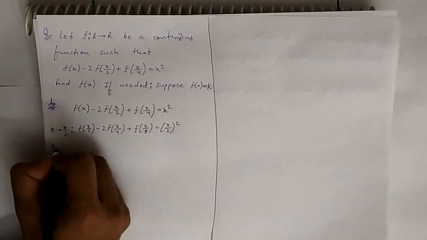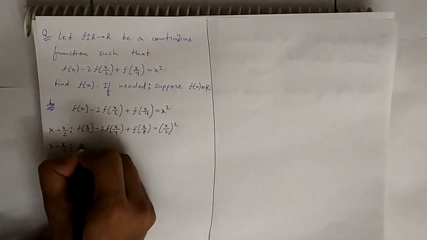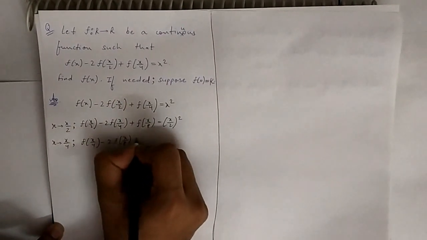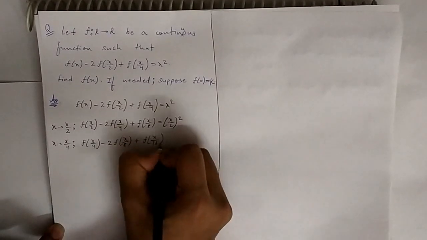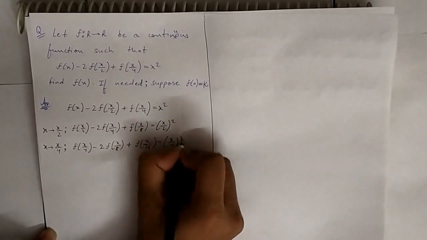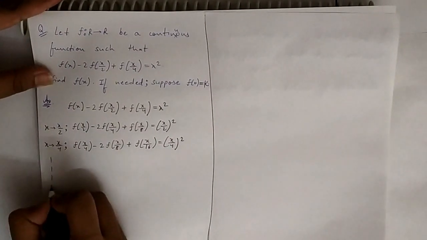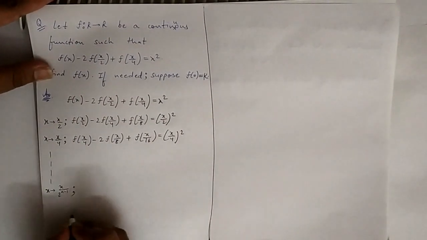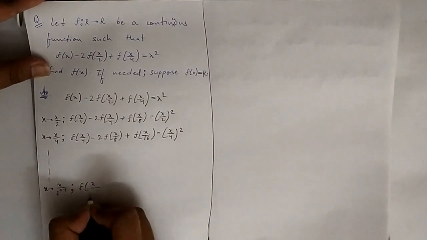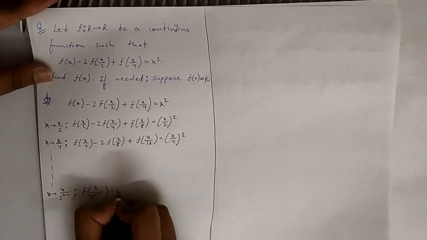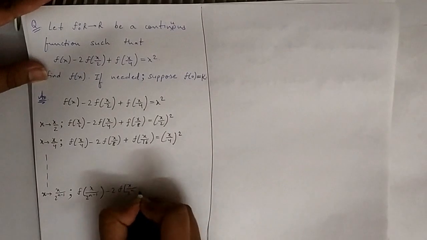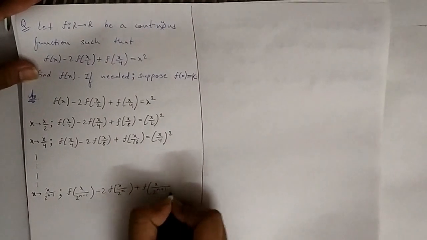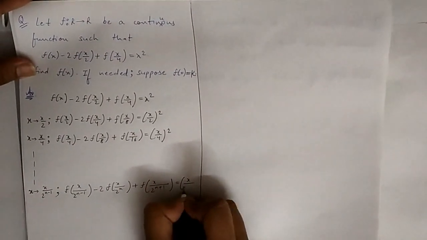Now again we will substitute x to x by 4, and f of x by 4 minus twice f of x by 8 plus f of x by 16 equals x by 4 squared. Now I will extend this series up to infinity and let's see. Now we will substitute x to x upon 2 to the power n minus 1. So f of x upon 2 to the power n minus 1 minus twice f of x upon 2 to the power n plus f of x upon 2 to the power n plus 1 equals x upon 2 to the power n minus 1 whole squared.